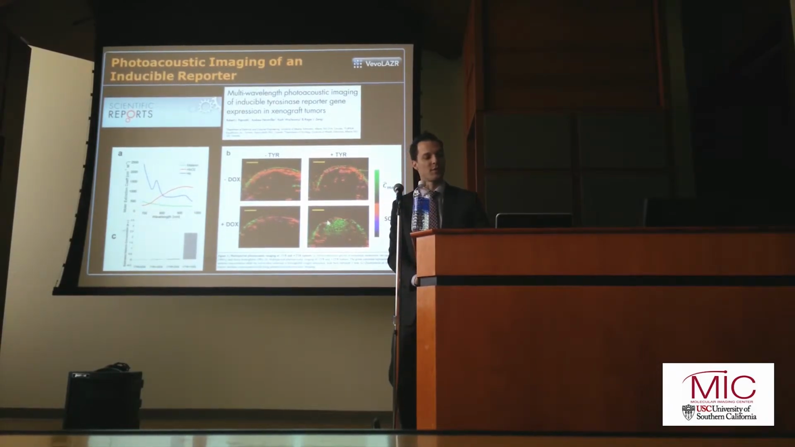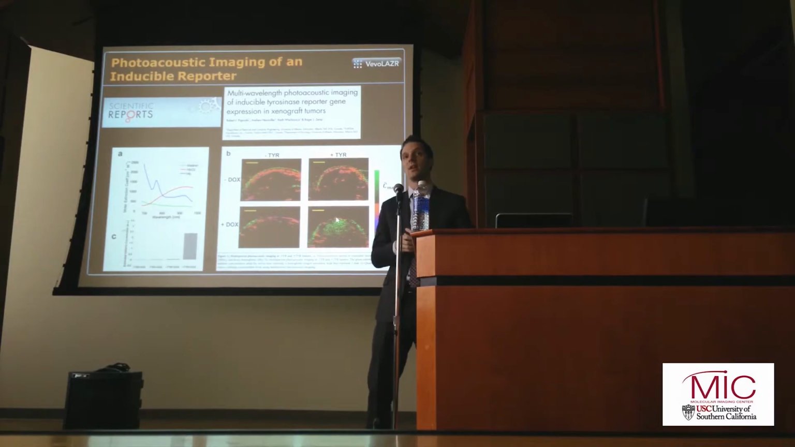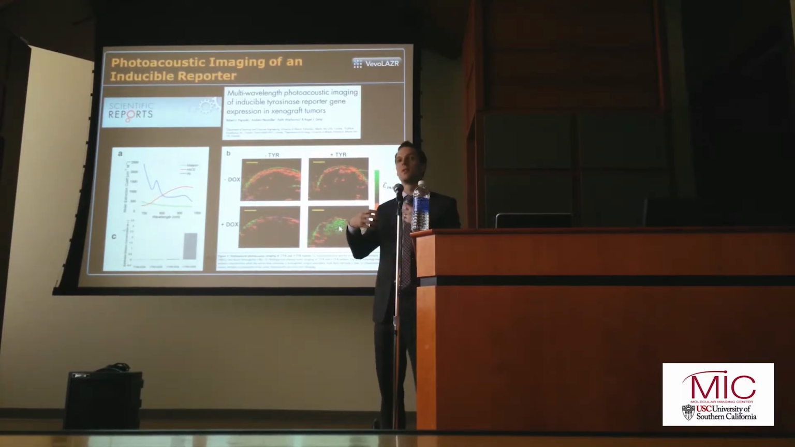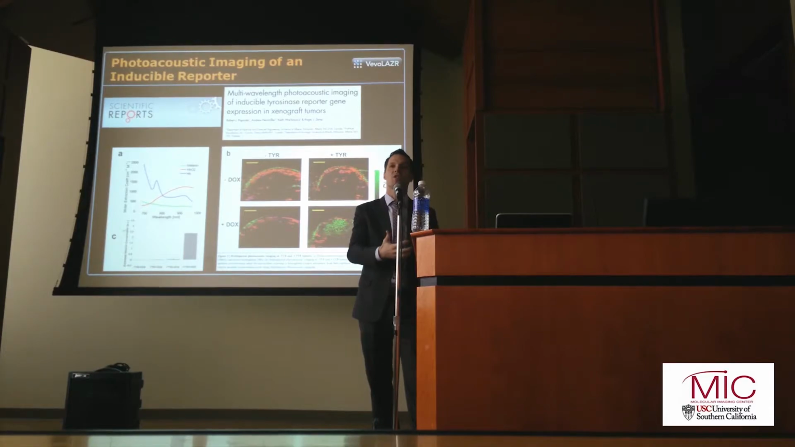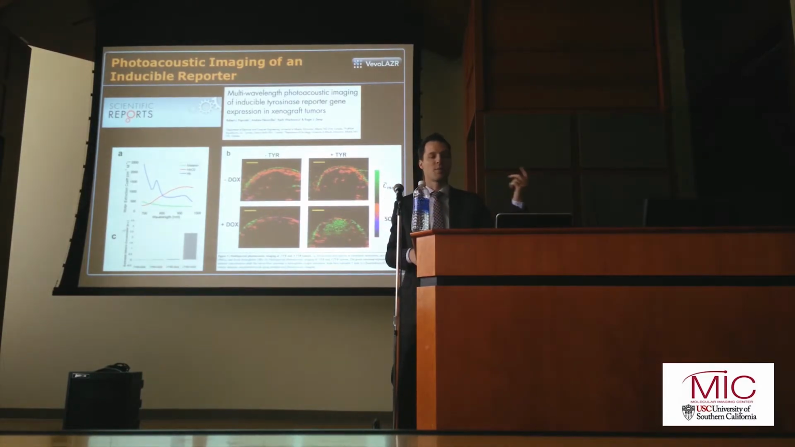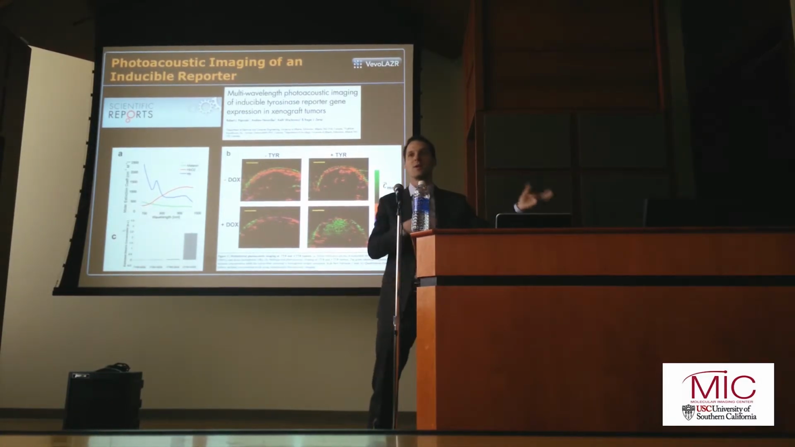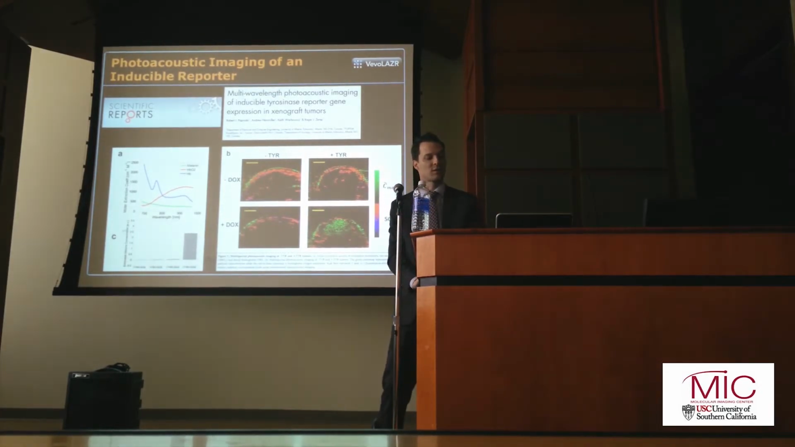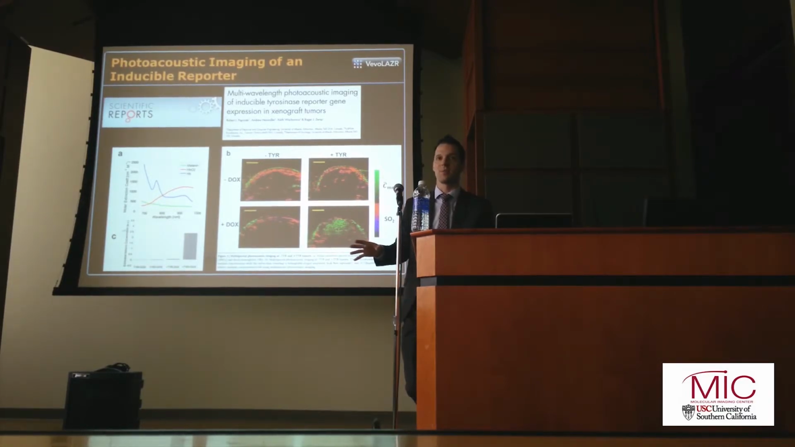And Roger did some of his own spectral unmixing to unmix these signals and to be able to actually quantify the extent to which melanin was expressed as well. So again, if we want to see expression of a gene of interest, you put your promoter for your gene of interest in front of the tyrosinase gene and just have tyrosinase expressed wherever your gene is being expressed, and be able to visualize it non-invasively at depth with high resolution.